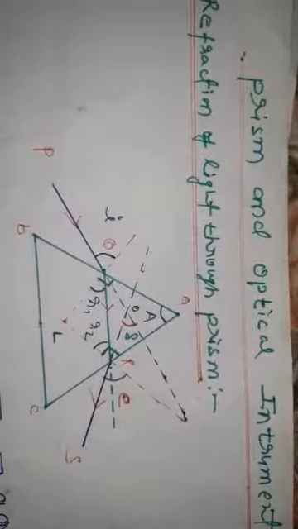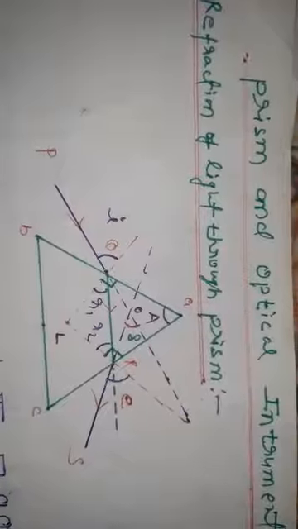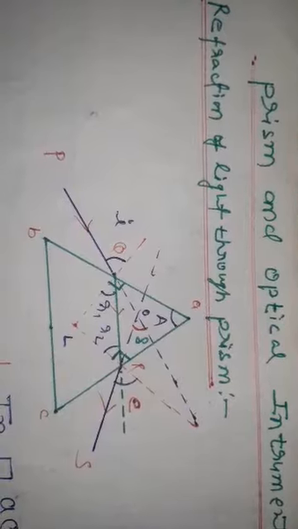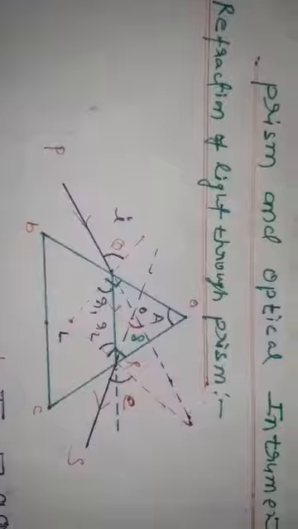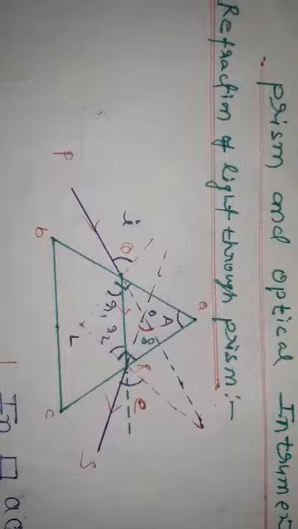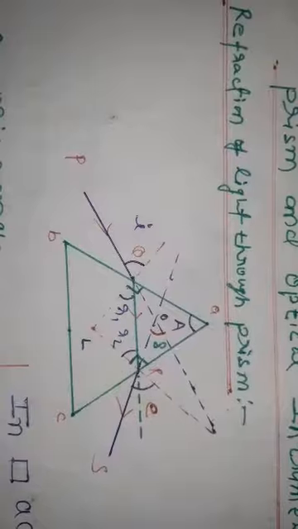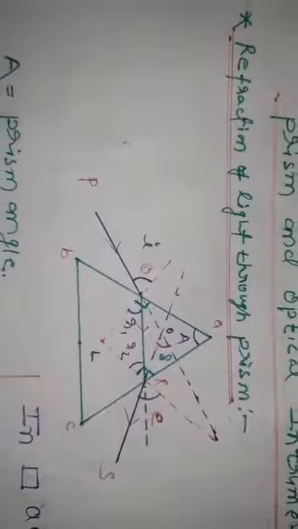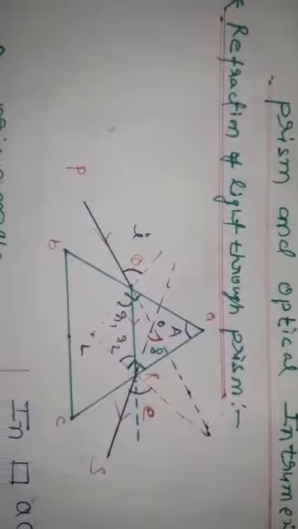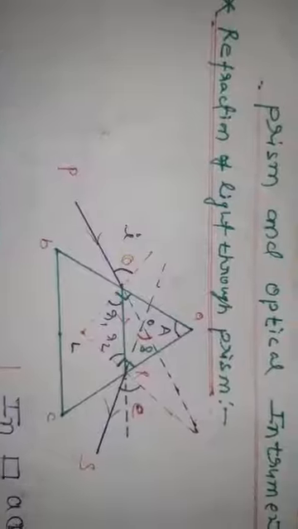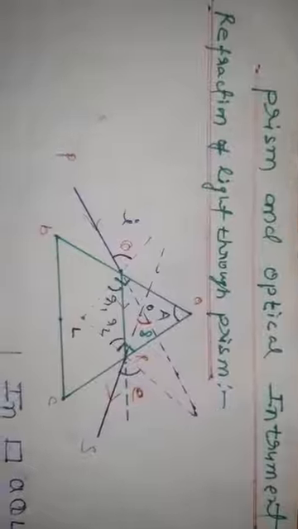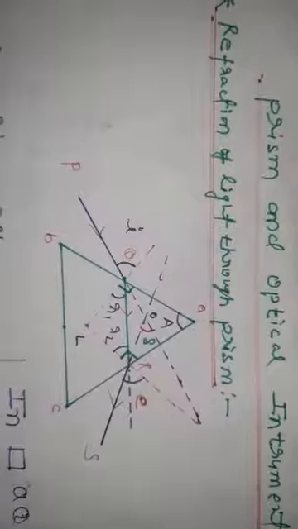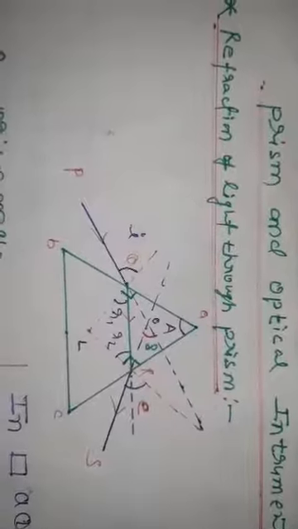Okay, what is the prism? Prism is a portion of a transparent medium bounded by two plane faces inclined to each other at a suitable angle, as you can see in the figure. So here we have to discuss the refraction through the prism, what is the minimum angle of deviation, and how to find the refractive index of a prism. Okay, so it is clear to you, a prism is a portion of a transparent medium bounded by two plane faces inclined to each other at a suitable angle.